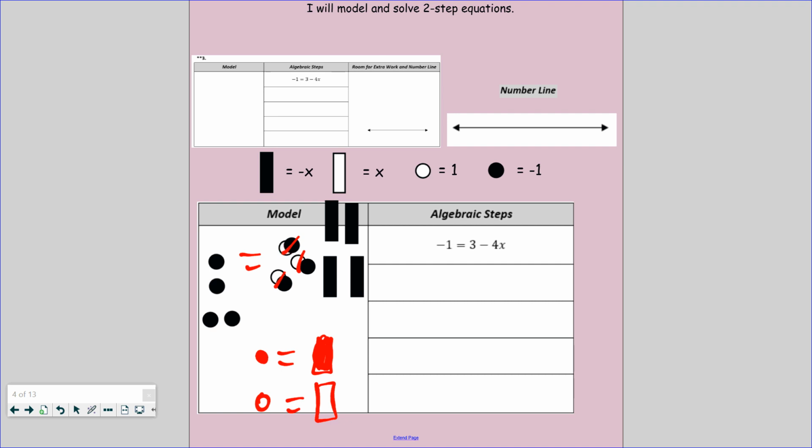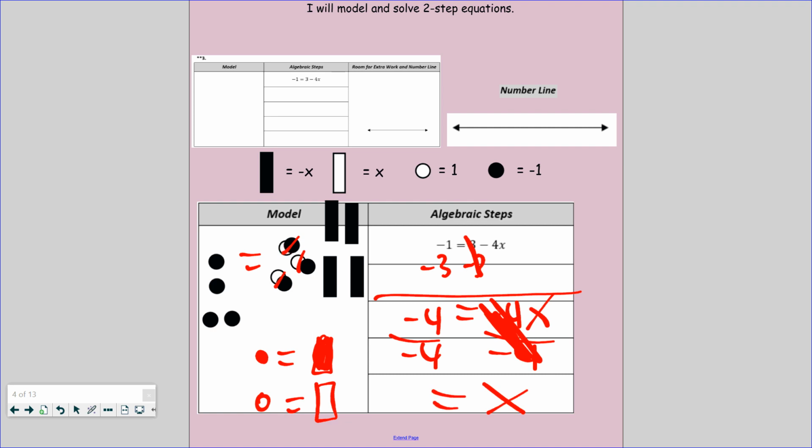Let's do our algebraic step. So I need to isolate x. What's the inverse operation of 3? Subtract 3 on both sides. This cancels. You have negative 1 and negative 3, so it'll be negative 4. Negative 4x. So I need to divide these 4 negatives among 4 negatives. What's the inverse operation of multiply? Divide by negative 4. This cancels out. So x equals 1 because 4 negatives divided by 4 negatives. Opposite of a negative is positive 1. So x equals 1. Looking at our model, it is correct.